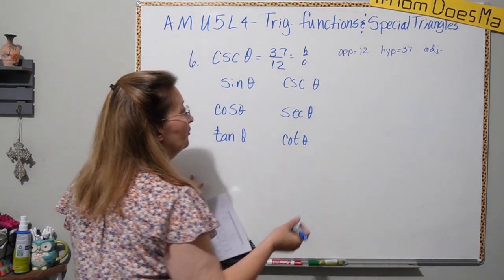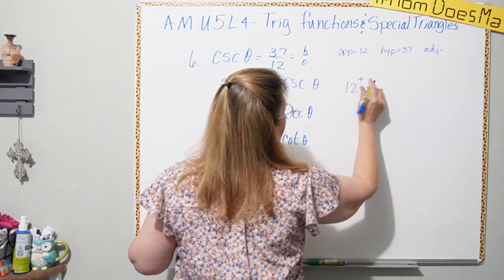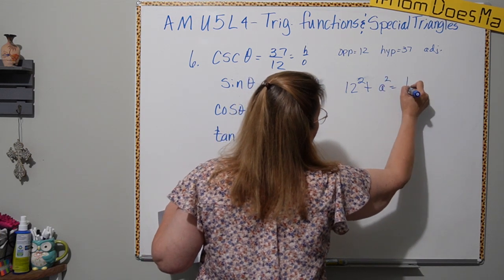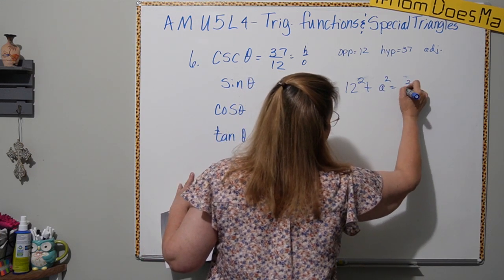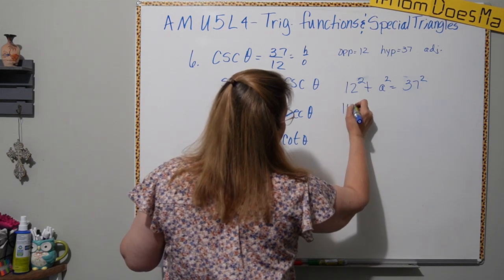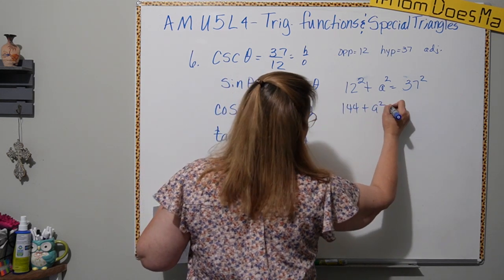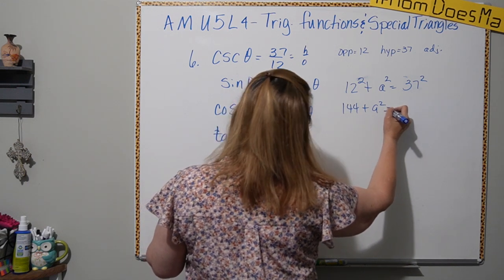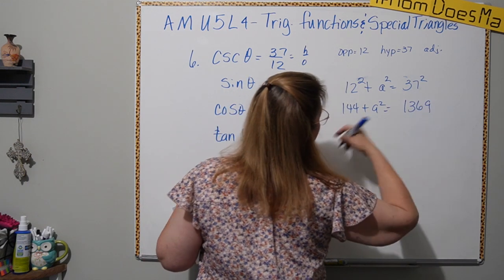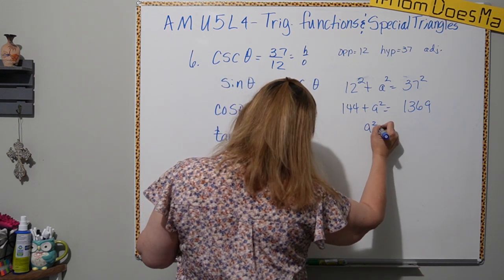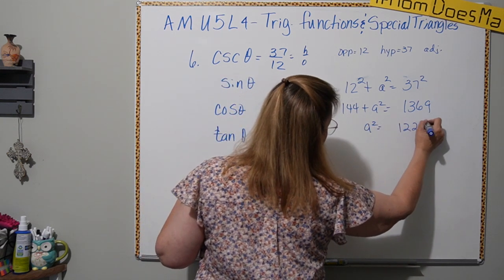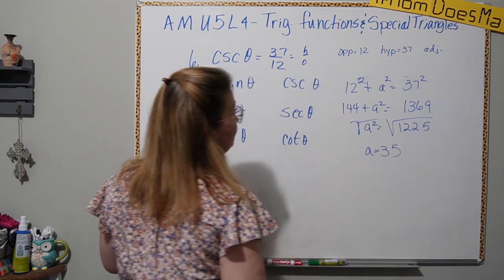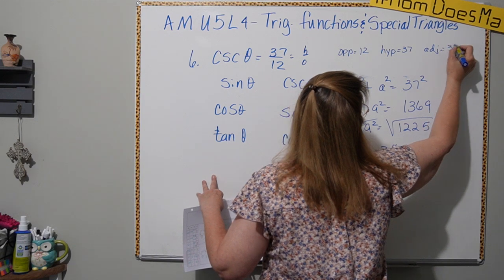So, Pythagorean theorem. We're going to put 12 squared plus the side adjacent, we'll call it a squared, is equal to h squared, which is 37 squared. So you got 144 plus a squared is equal to, and 37 squared is 1369. Subtract 144 from each side, and that's going to give you 1225. Take the square root of each side, and a is equal to 35. Okay, so our side adjacent is 35.